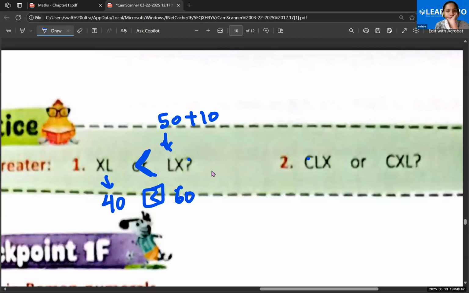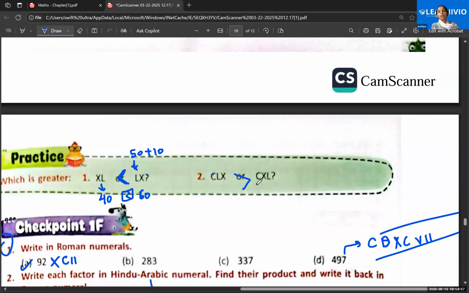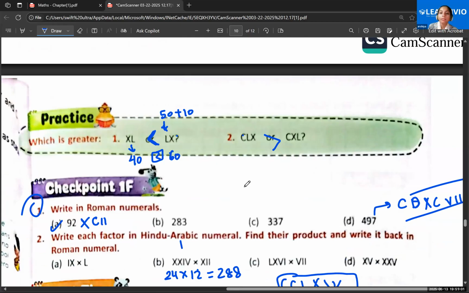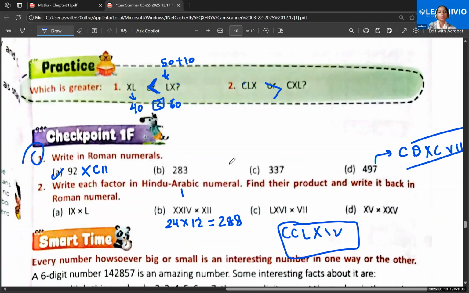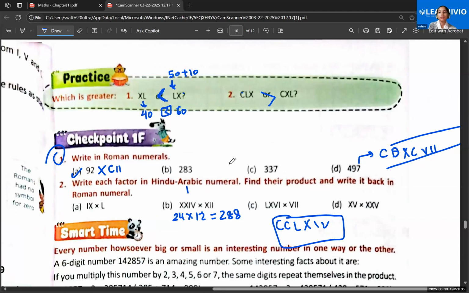The greater one is 160 CLX. Correct. Okay, ma'am. All right, so we have covered everything in Roman numerals. Do you still have any doubt? Anything you want me to explain in Roman numbers?